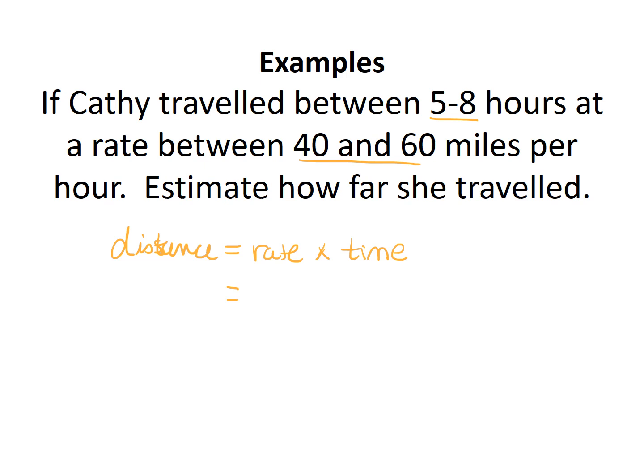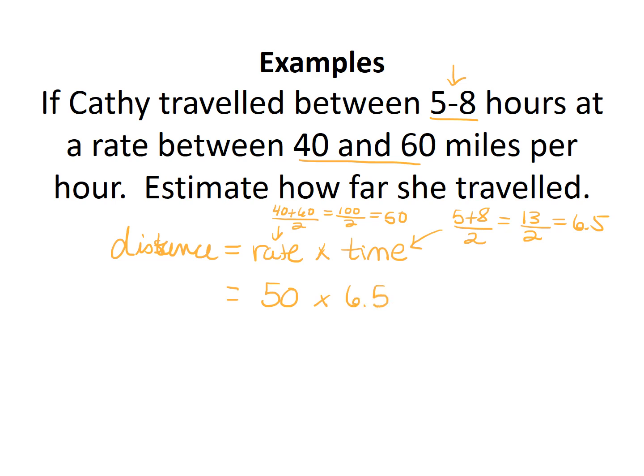So if the rate is between 40 and 60, maybe we would average those. You could see that the average of those is 50. The number directly in between them is 50, but you could also do this. So we would use a rate of approximately 50 miles an hour, and time is between 5 and 8 hours. So maybe, again, we would find the average time. You could figure out that the difference is 3, so you would have to add 1.5 to the 5, so it would be 6.5. But if you want to, you can add those up and divide by 2. 13 divided by 2 is 6.5.